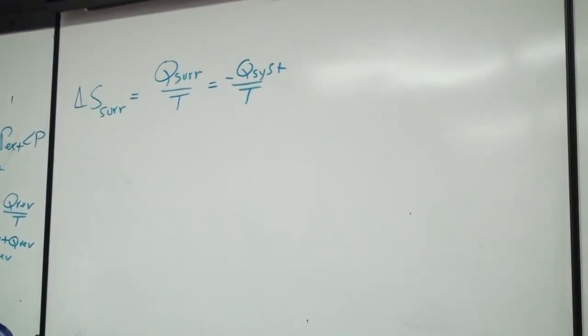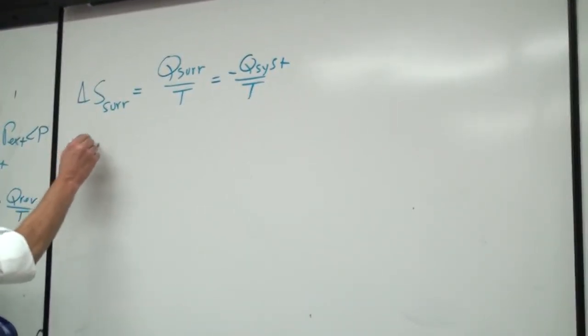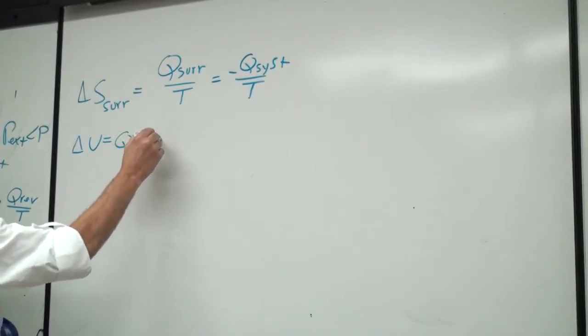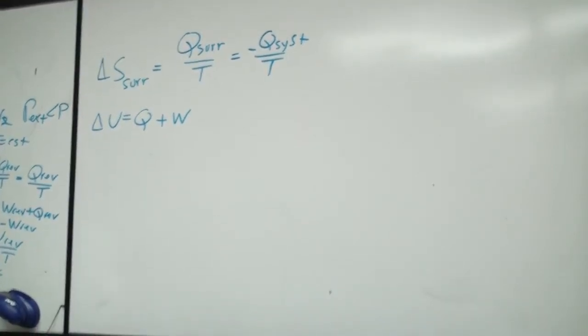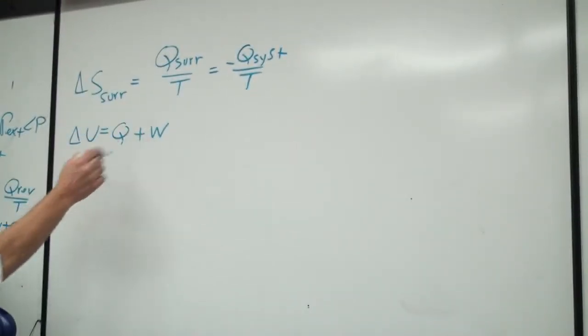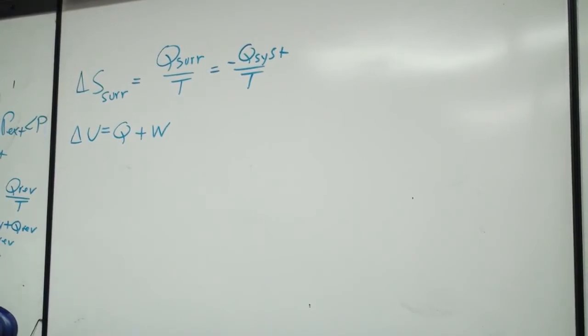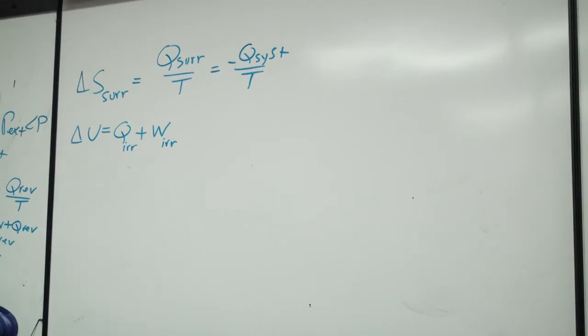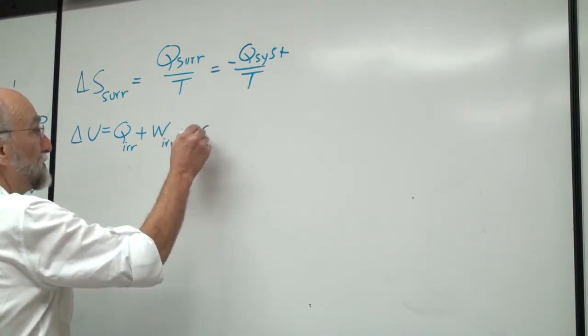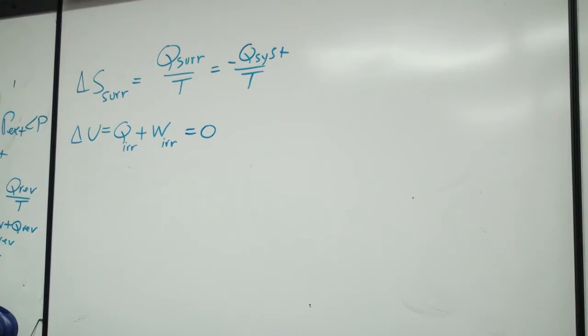Okay, so what is the heat of the system? Delta U is Q plus W. It's equal to Q reversible plus W reversible, but for an irreversible process, it's equal to Q irreversible plus W irreversible. Whatever the process is, delta U is Q plus W. And delta U is still 0. It doesn't matter if it's reversible or irreversible, you're still going from an ideal gas at T to an ideal gas at the same T. So delta U is still 0.